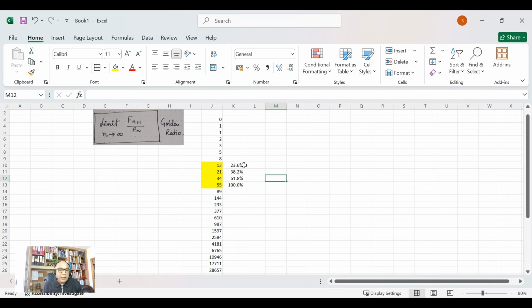If I express this as a percentage up to one decimal point, then we get 23.6%, 38.2%, 61.8%, and 100%. So basically, what it means is that 13 is 23.6% of 55, 21 is 38.2% of 55, 34 is 61.8% of 55, and 55 is 100% of 55.